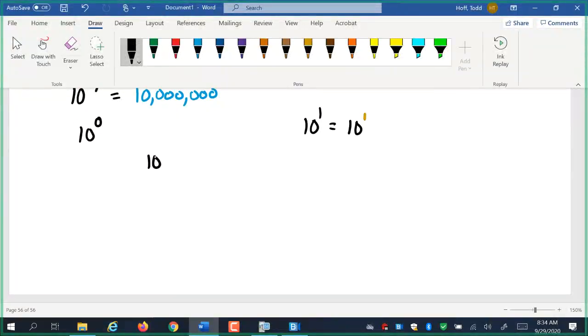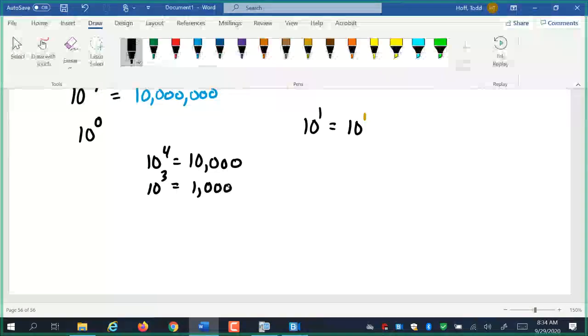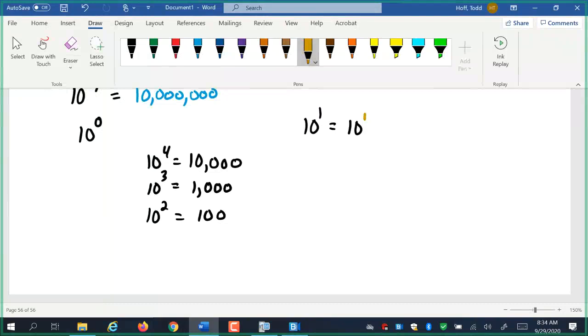Now we had 10 to the power of 4 was 10,000. And 10 to the power of 3 is 1,000. 10 to the power of 2 is 100. Well, let's look for that pattern here. We see that when the power is reduced by 1, from 4 to 3, subtracting 1, our result is divided by 10. 10,000 divided by 10 is 1,000. 1,000 divided by 10 is 100. That occurred when we reduced the power by 1 again.